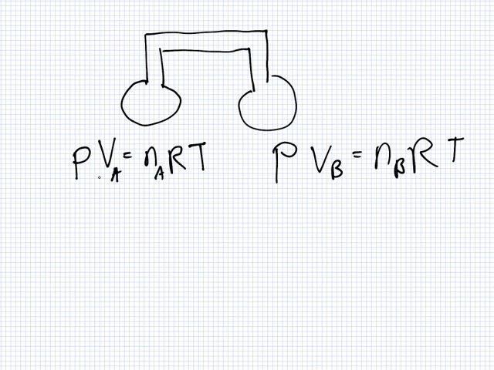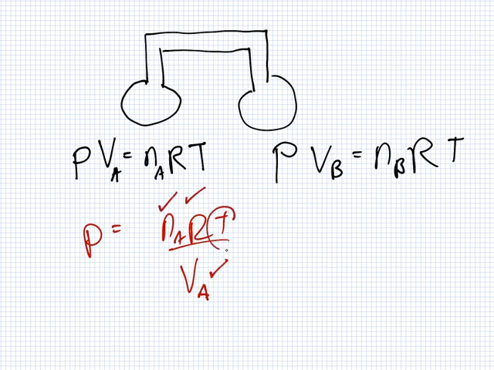So what they did is they said P is nA R T over VA basically. And they used the nA answer previously. The R is a constant, the VA. But they used the temperature of 20 Celsius, which was there at the beginning. But the problem is, when you mix one at 20 with one at 5, it will not remain as 20.